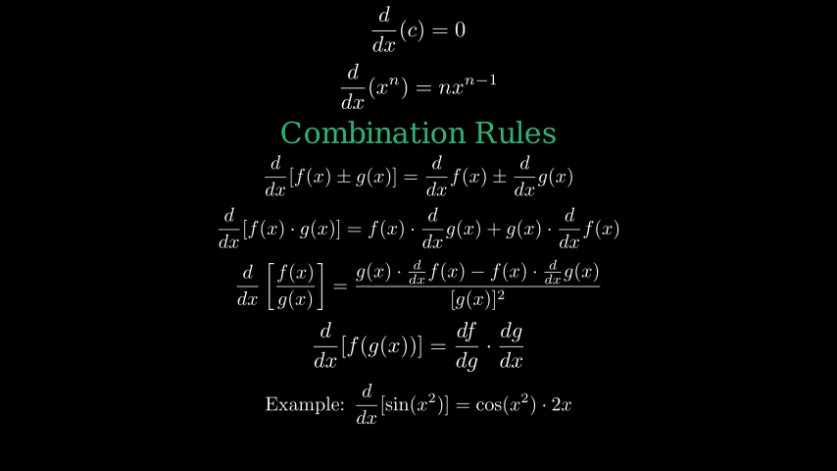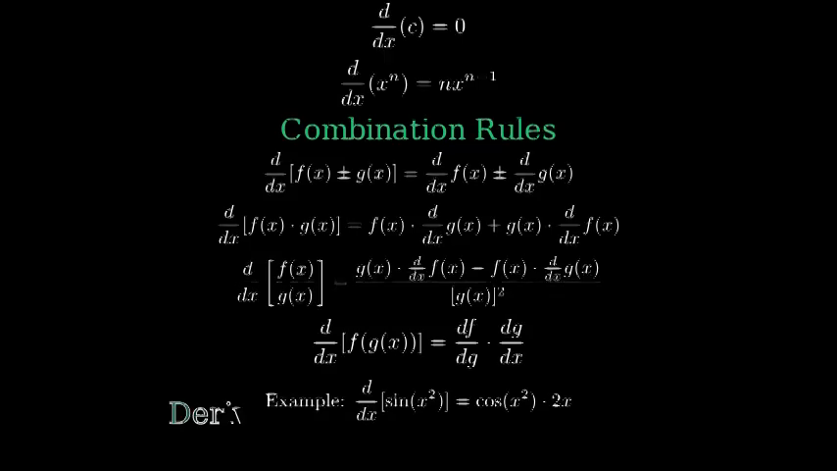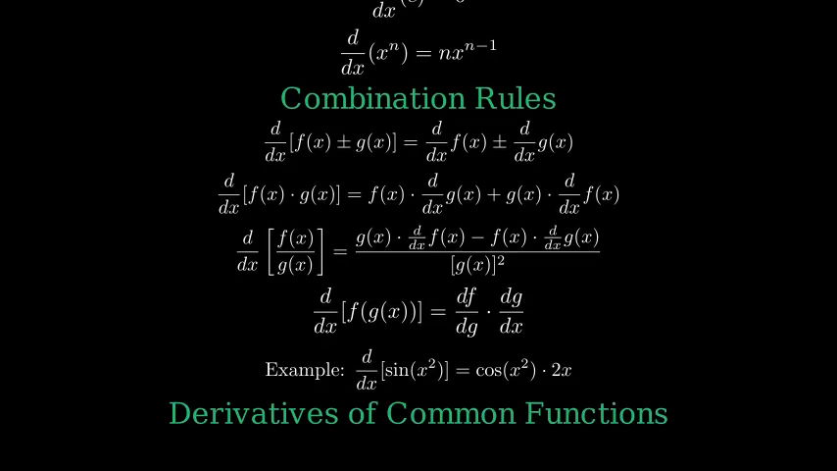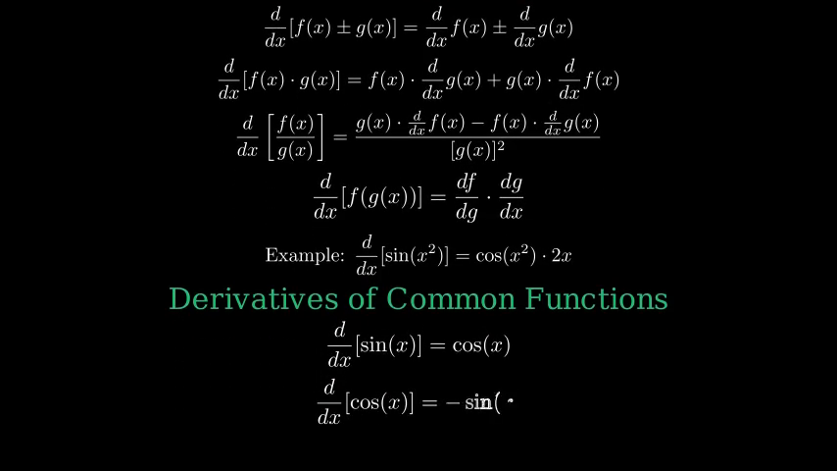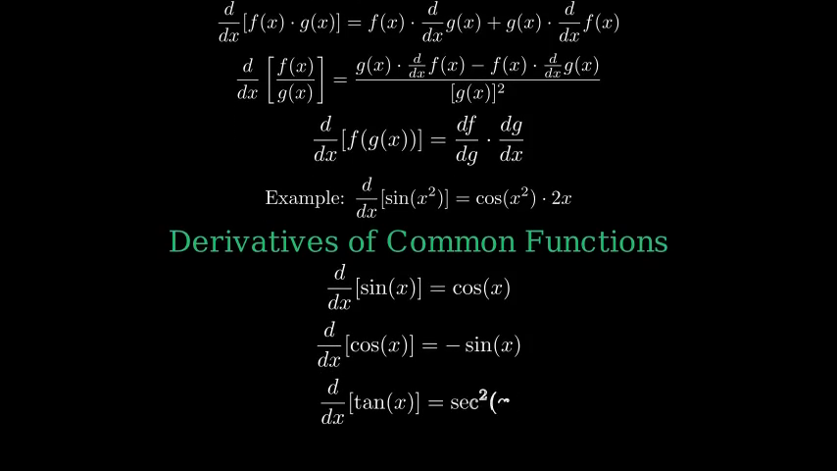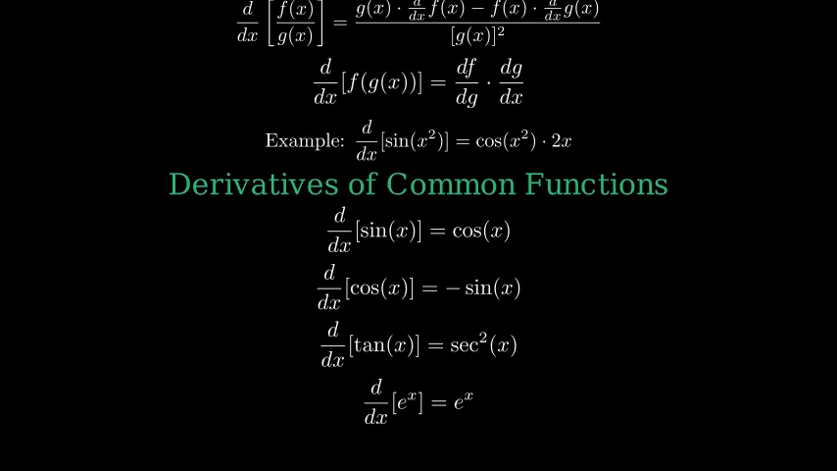Let's now look at the derivatives of common functions. The derivative of sine of x is cosine of x. The derivative of cosine of x is negative sine of x. The derivative of tangent of x is secant squared of x. The derivative of e to the power of x is e to the power of x. The derivative of the natural logarithm of x is 1 over x.